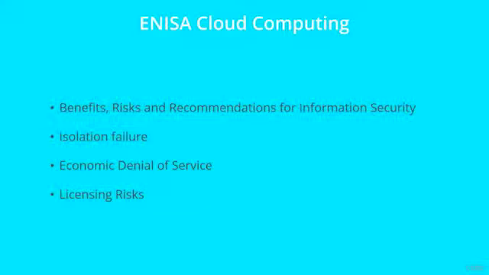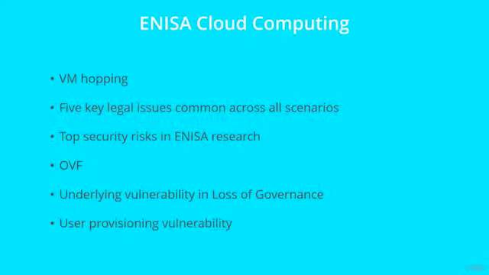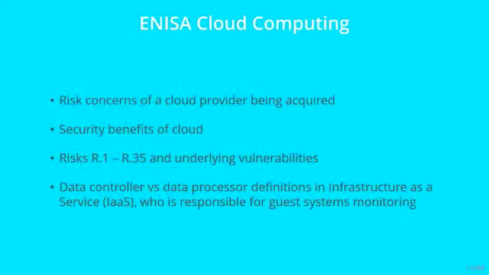Now that's the last numbered domain, but we still have the ENISA cloud computing document and talking about risk, recommendations for information security, dealing with isolation failure, economic denial of service, and licensing risks that you can run into. This is about 8% of the exam, and that matches up to the 92% that is in the Cloud Security Alliance information. So I think that's a reasonable balance for the exam itself.